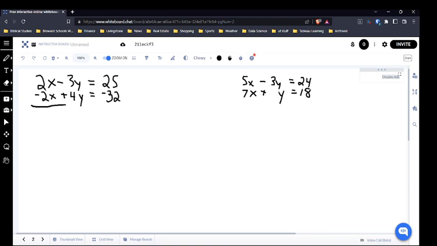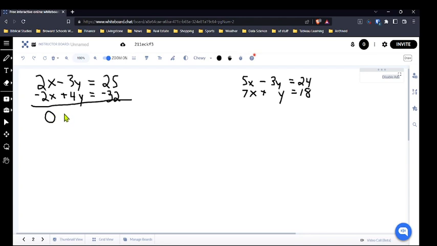You've got a situation where when you add one variable, you'll get 0. For example, I've got 2x and minus 2x. Notice that the 2 is the same, but then they're opposite in sign. So what you have is something that I call equal and opposite. So 2 and 2 are the same, but one of them is a negative 2. So when you add them together, this goes to 0, which is what we're going to do.